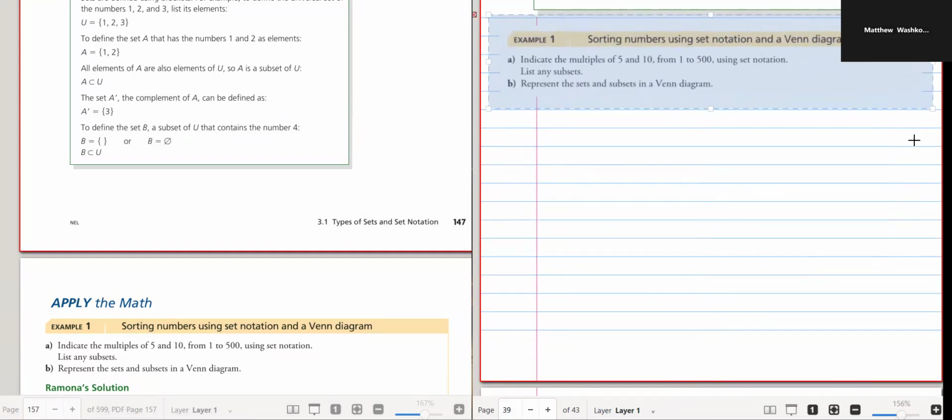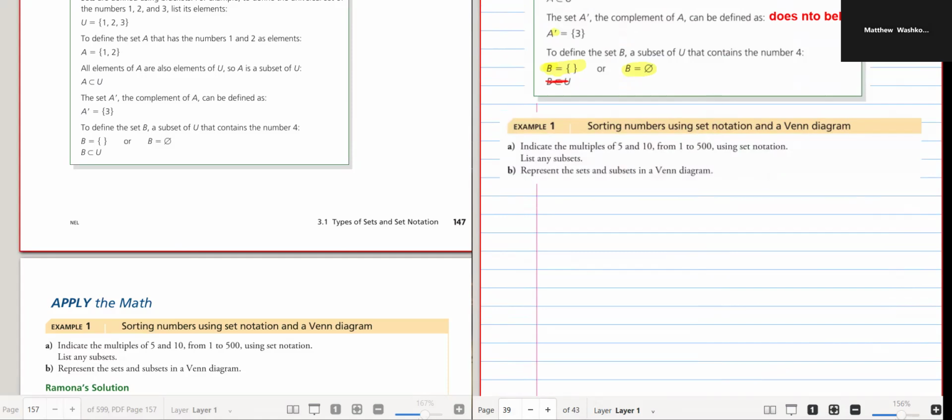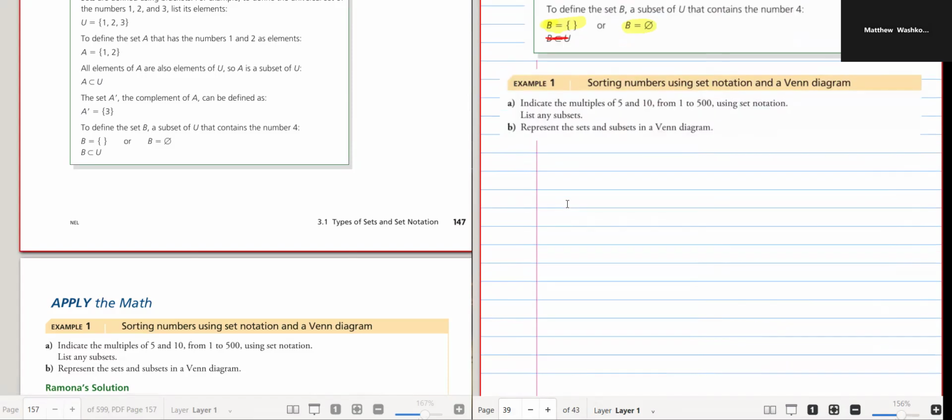This is where your cheat sheet's going to come in handy because you're going to have to refer to it back and forth. You're going to have to flip back and forth until you get it, okay? You might want to even take a picture of your cheat sheet. That way you don't have to actually flip back and forth. Anyways, so question A here, indicate the multiples of 5 and 10 from numbers 1 to 150 using set notation, and then list any subsets.